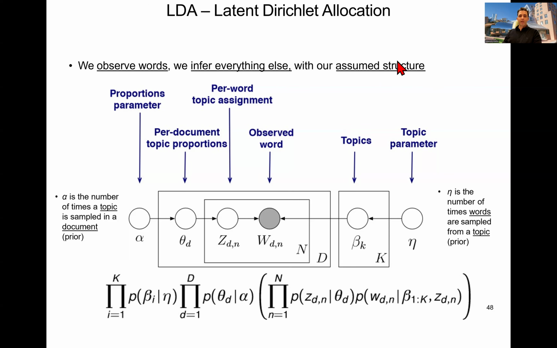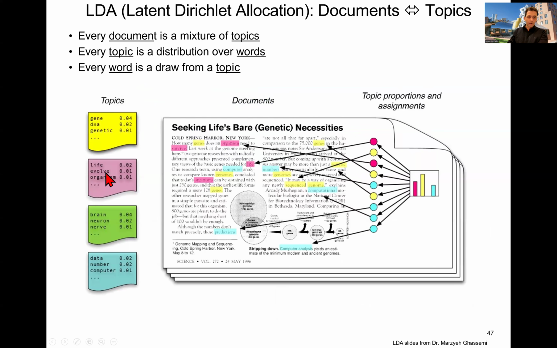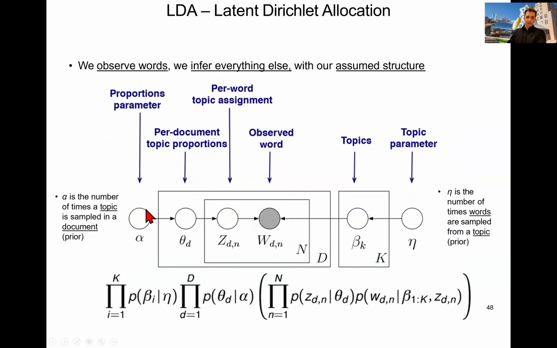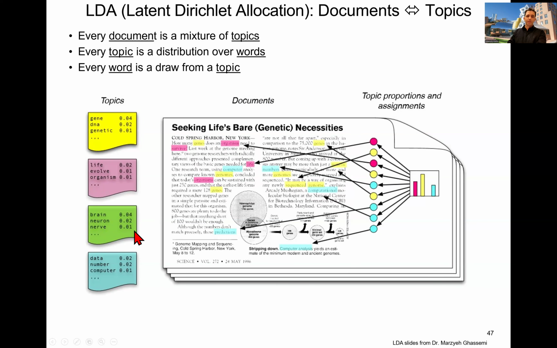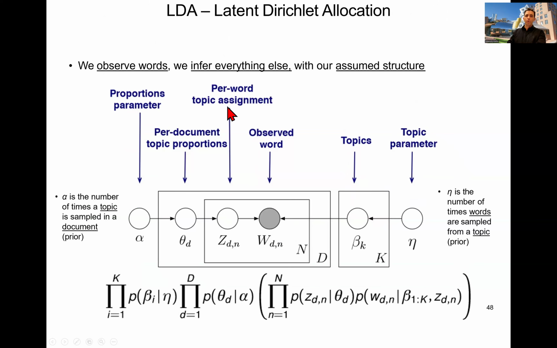And then we have some kind of assumed structure. So we have some topic parameter, and then you're sampling topics using these parameters. And then given the topic that you've sampled, you're now sampling words. So you have some kind of per document topic proportion. This document might be associated with, I don't know, genes, DNA, and genetic, another document with brain, neurons, and nerves, etc. And now there are proportions associated with each of these topics. And therefore, you're sampling words according to the per word topic assignment for every word.